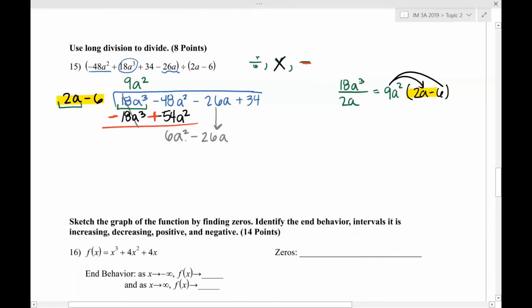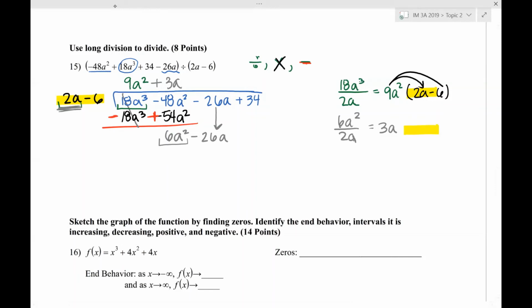So I'm looking at now 6a squared divided by that 2a. So notice that's always the same. 6 divided by 2 is going to give us 3. A squared divided by a is a. So I'm going to write that up here. That's going to be part of my answer. And then I'm going to multiply times my divisor of 2a minus 6.